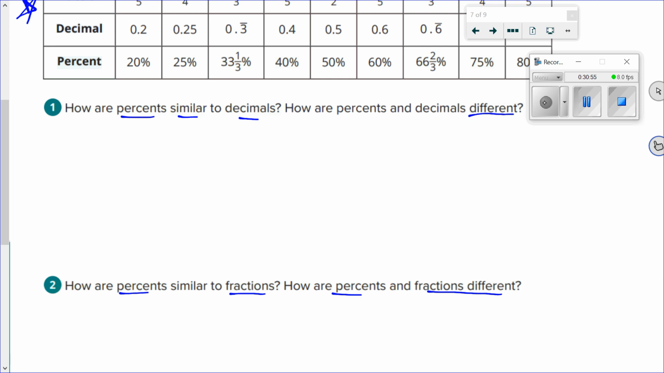How are percents similar to fractions? They can both be written as a fraction because percent means out of 100. How are they different? With fractions, you can have any number. Percents always have a denominator of 100.